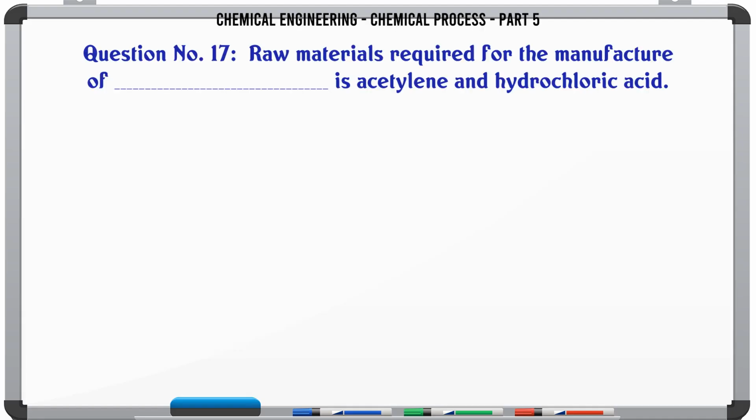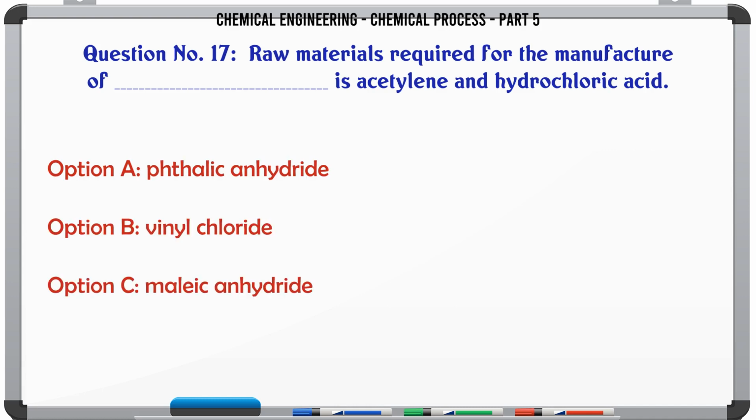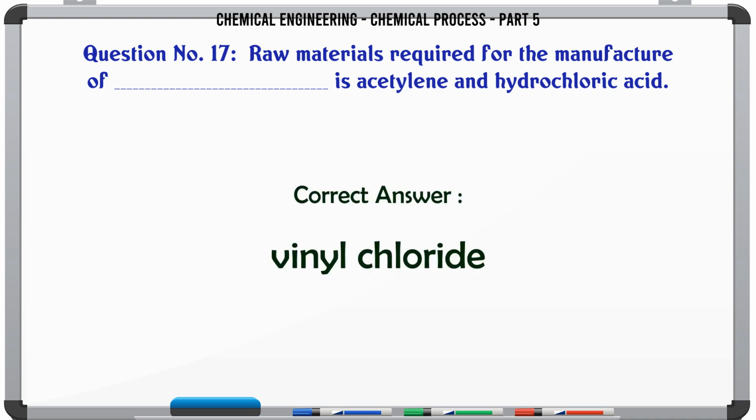Raw materials required for the manufacture of is acetylene and hydrochloric acid. A. Talc anhydride. B. Vinyl chloride. C. Maleic anhydride. D. Dacron. The correct answer is vinyl chloride.